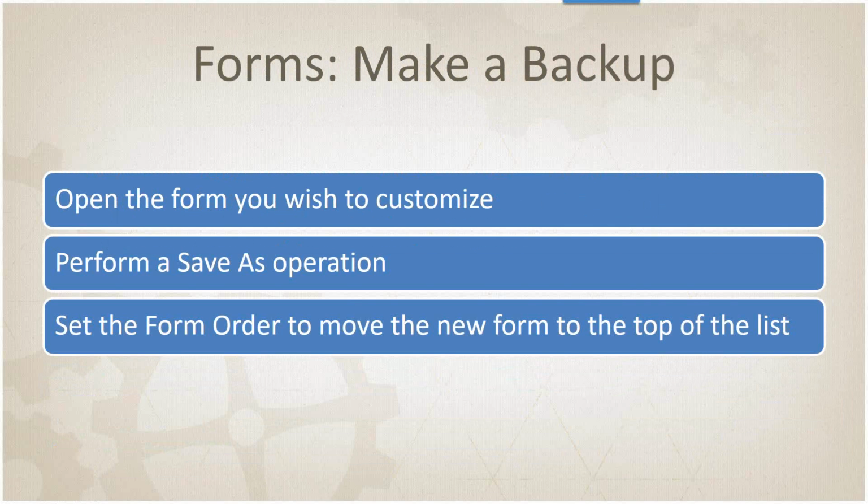Okay. When you start experimenting with forms, and you will do this sooner or later because you just get kind of crazy and you get off a webinar with me, you're like, oh, I can do this. He said I could do this. Make a backup. All you do is open a form you want to customize, do a save as operation, and that will create a new form. And then if that's going to be your main form, when you get to the form list, set the form order and move that new form to the top. Okay?